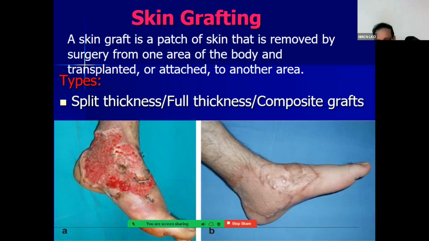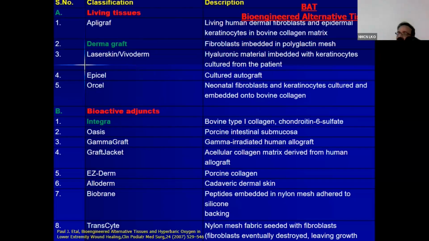The skin graft can be split thickness, full thickness, or composite graft. But sometimes the patient is not willing for this surgery, as an ulcer is already there, and they say, doctor, it is going to produce another ulcer. Sometimes, if the ulcer is big, the patient does not have enough skin on the buttocks or from wherever the doctor wants to take the skin graft.